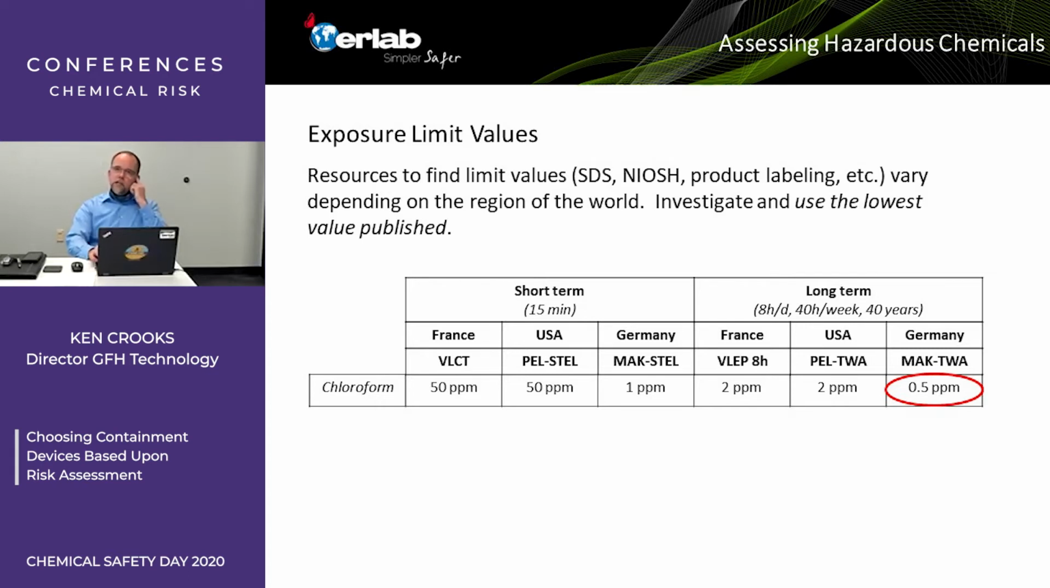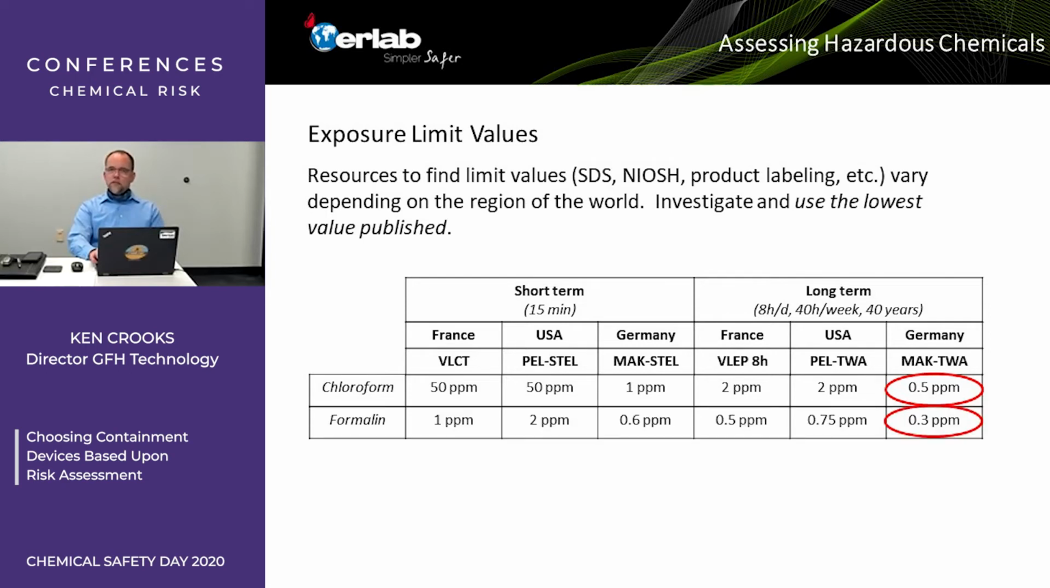And then if we look at the long-term exposure, so this is 8 hours a day, 40 hours per week for 40 years of your life, in other words a working lifetime, the exposure limit is 2 ppm in both France and US and half a ppm in Germany. There's a large difference between those, and obviously you want to choose the lowest value published, I think anyway, and that's how we approach it at ERLAB. So even though possibly you could be exposed to 2 ppm in the US, we would look at it as a half ppm limit.